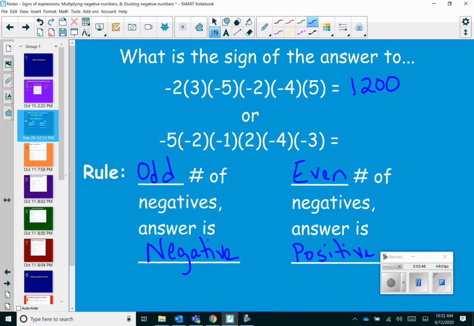Let's take a look at this bottom one. Underneath it, I've got 1, 2, 3, 4, 5 negatives. So I know my answer is going to be a negative. And now I just need to multiply my numbers. 5 times 2 is 10. 10 times 1 is 10. 10 times 2 is 20. 20 times 4 is 80. And 80 times 3 is 240. So our answer would be -240.